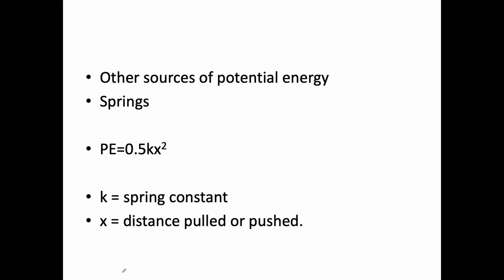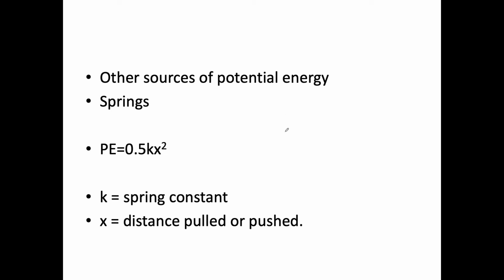Now, another source of potential energy is what we call springs. The potential energy of a spring is 0.5 times kx squared, where k is the spring constant and x is the distance you pull or push it. So if you push a spring in, you're actually giving it potential energy. The 0 point is where there's no force acting on it.